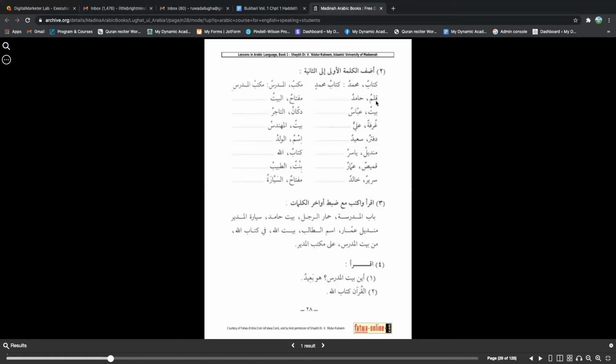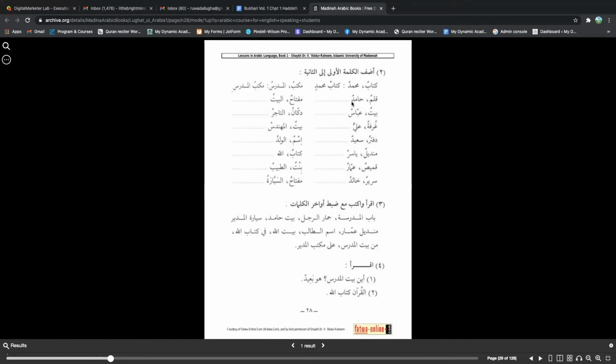So you can go through these and practice on your own. I can go through them for you one time real quick, and you'll get good at understanding how to put something into the idafa construction. So we have qalamun, which has a tanween on it. Hamidun is a proper name, it has a tanween at the end. So what do we have to do?